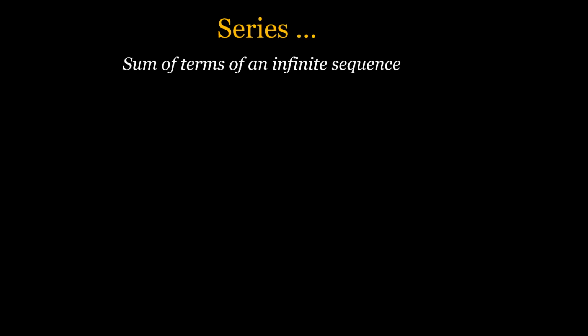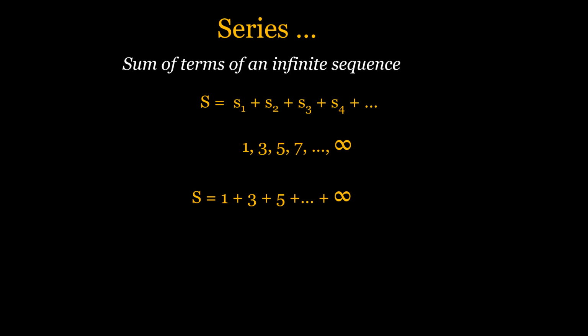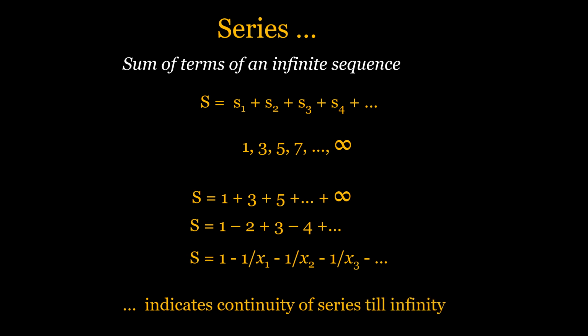The word series is both singular and plural. Series are generally denoted by S. An example of series is as follows. S equals S1 plus S2 plus S3 plus S4 and so on. 1, 3, 5, 7, and so on is an infinite sequence, and 1 plus 3 plus 5 plus 7, and so on is a series. Other examples of series are S equals 1 minus 2 plus 3 minus 4 plus, and so on, S equals 1 minus 1 over x1, minus 1 over x2, minus 1 over x3, minus and so on. 3 dots at the end means the series continues till infinity.